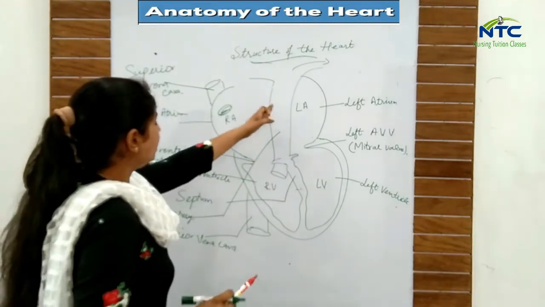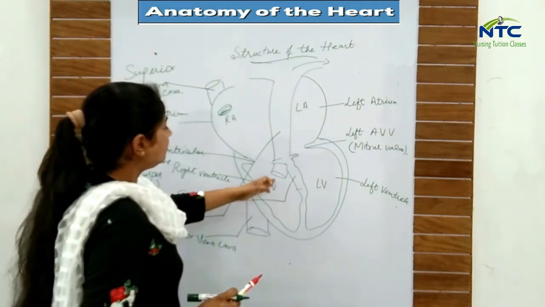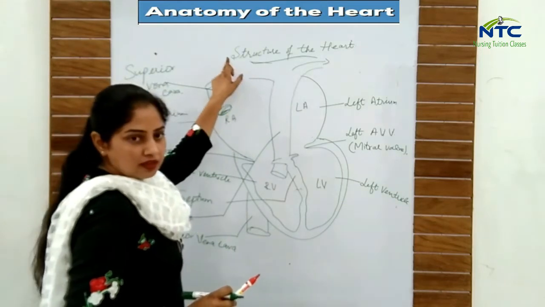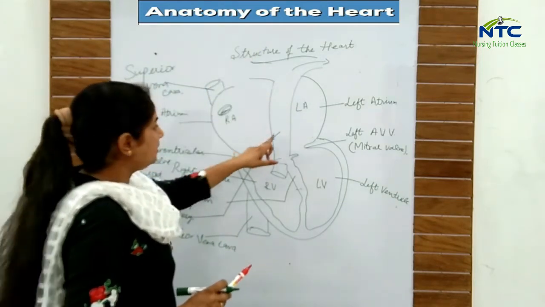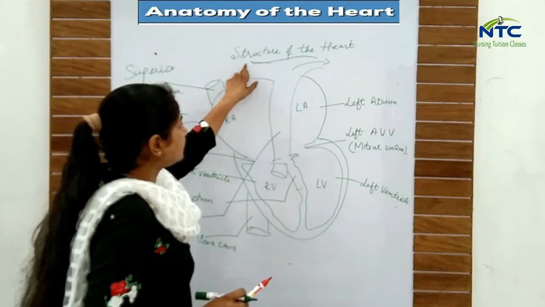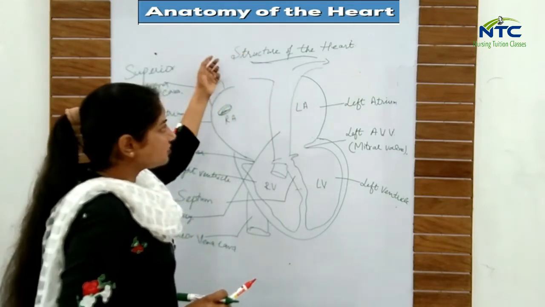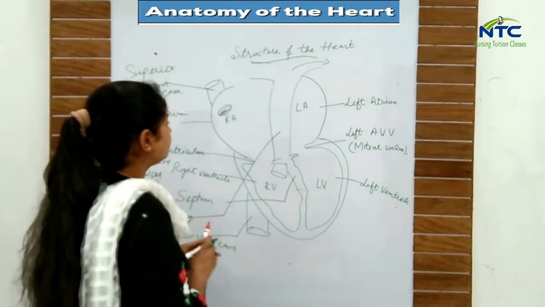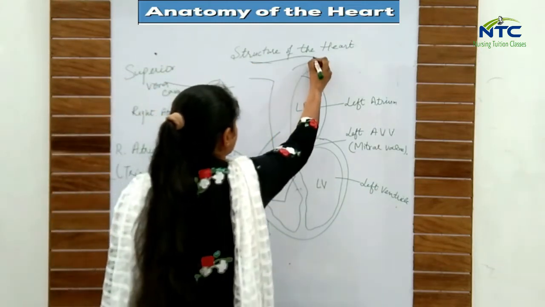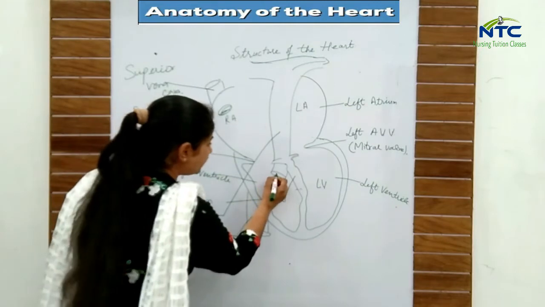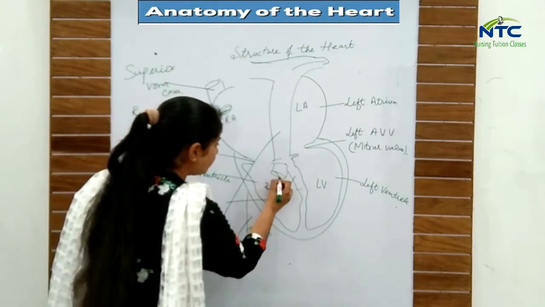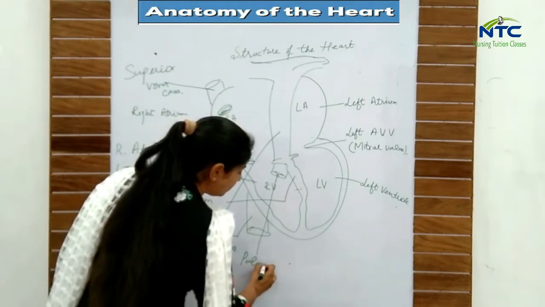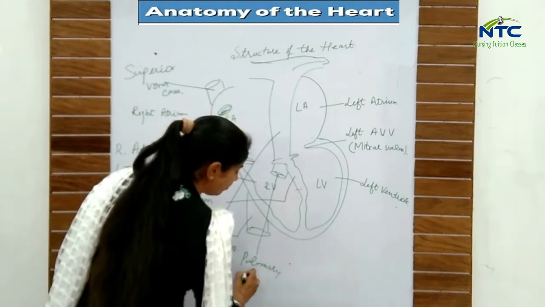This is the pulmonary artery, which carries deoxygenated blood from the right ventricle towards the right and left lungs. It is divided into a right side and a left side and carries deoxygenated blood to the right and left lung for purification. Its opening is controlled by a valve called the pulmonary valve.